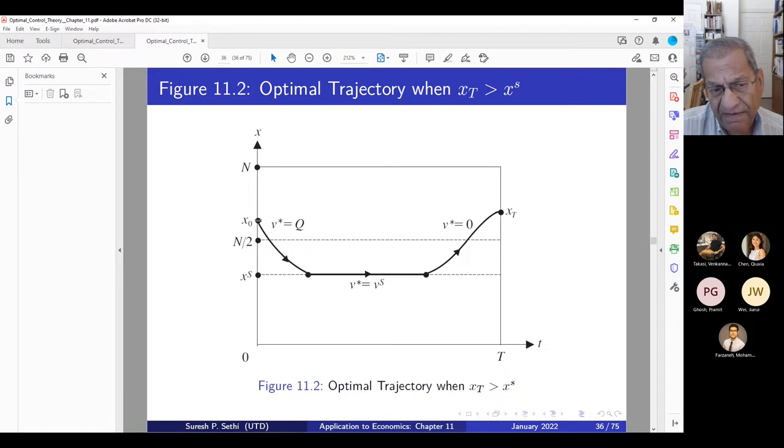And if I am more infective than that, I use a lot of program effort to reduce it to this one. And if I have fewer people, then I don't do anything until I get to here, then I maintain it at the turnpike level. And then at some point, I have to get to XT. If its XT is higher than this one, I can get to this. If it's lower than that, I have to do Q to get here.